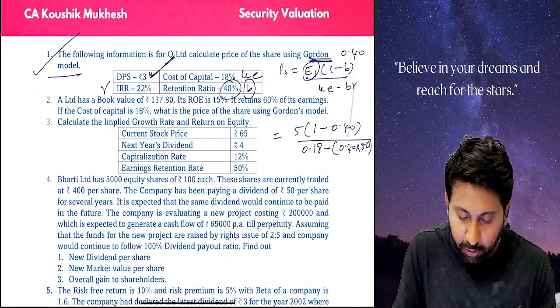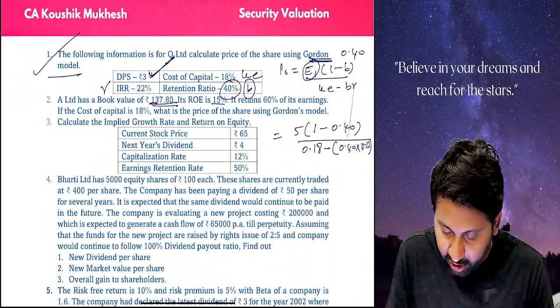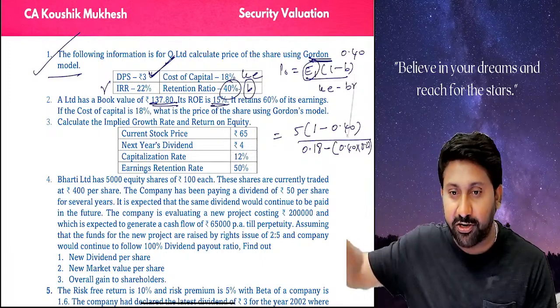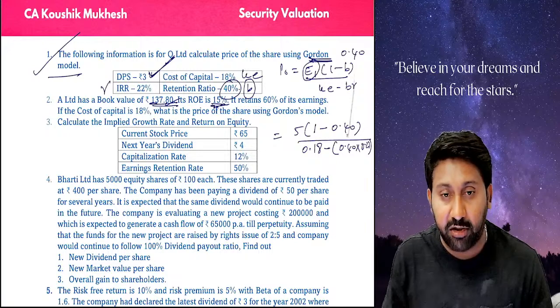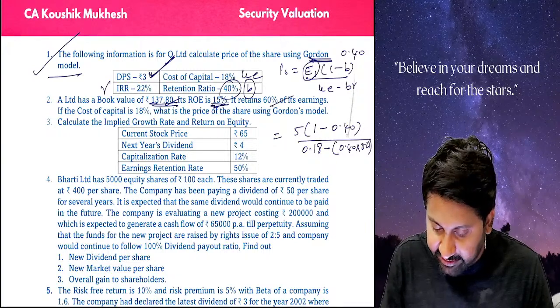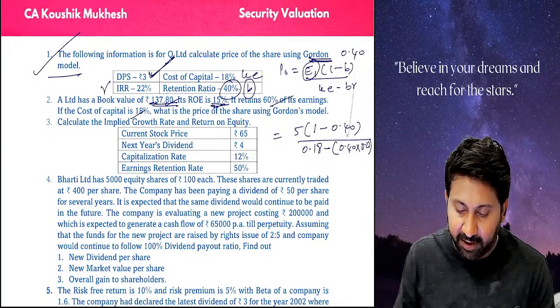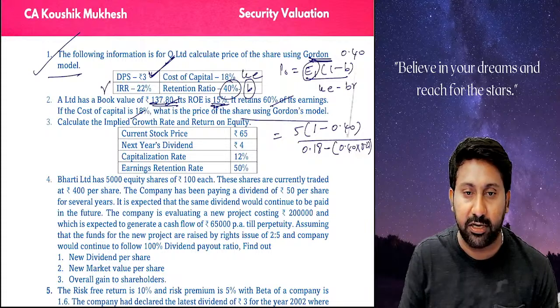Next. Book value 137.8. Return on equity 15%. First question in your study material. It retains 60% of its earnings. Cost of capital 18%. Price of the share using Gordon's model.